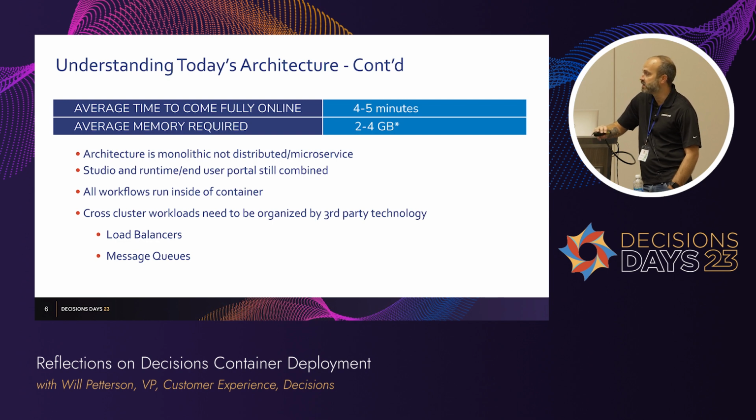People think that it does. It doesn't. It's never done that. And just because we're running in a container doesn't mean it now does that. That's something we want to do, but if we're just talking about what it does today, it does not do that. And so just as it is with virtual machines, any cross-cluster workload has to be managed by a third-party technology. A load balancer, some sort of message queue are the two primary ways where you coordinate the work of a Decisions cluster, be it virtual machines or containers.